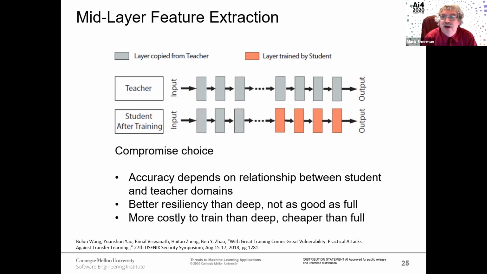And as true in most of these kinds of situations, there's an intermediate. You can only train the last handful of layers. Its accuracy, again, will depend on how close the teacher and the student domains are. And again, there's the trade-off. You get better resiliency than deep, but not as good as full. It's more costly to train than deep, but it's cheaper than full. So this is to help your data scientists figure out what the best choice is. You need to understand what kind of trade-offs you might want them to implement on cost versus accuracy.